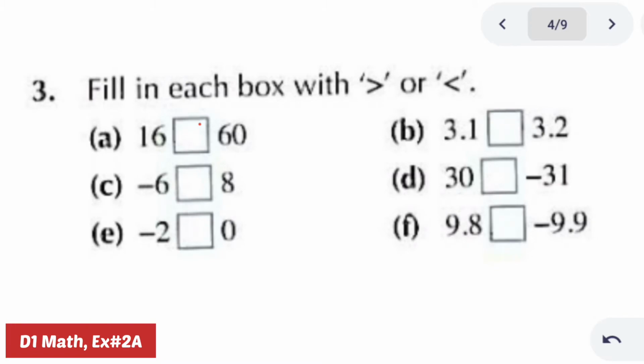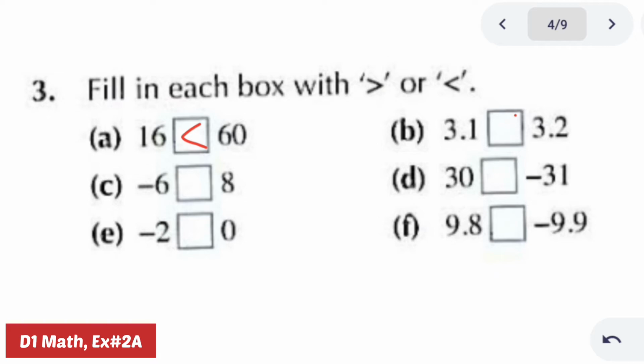Now in the third question, we have to put the appropriate sign of smaller than and bigger than, and compare two numbers. Like in part A, we have to compare 16 and 60, and the sign will be: 16 is smaller than 60. You have to remember that the open end of this sign will be towards the bigger number, and the corner of this sign will be towards the smaller number.